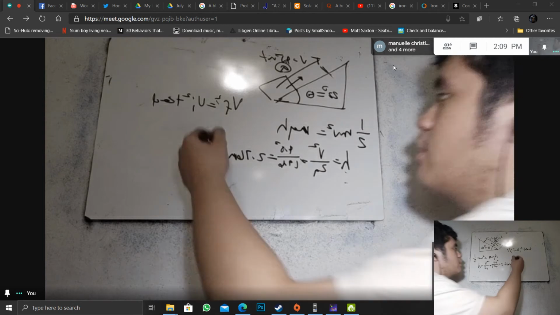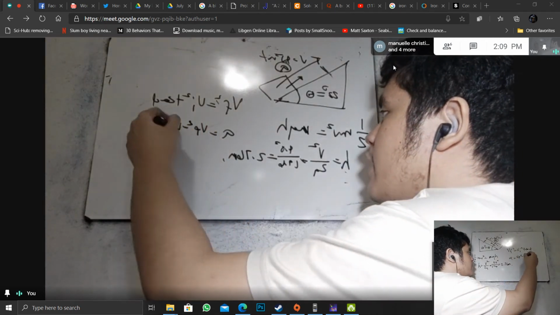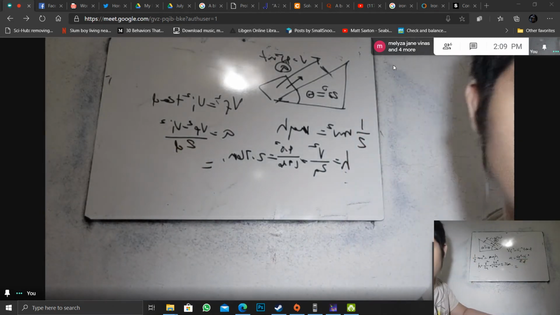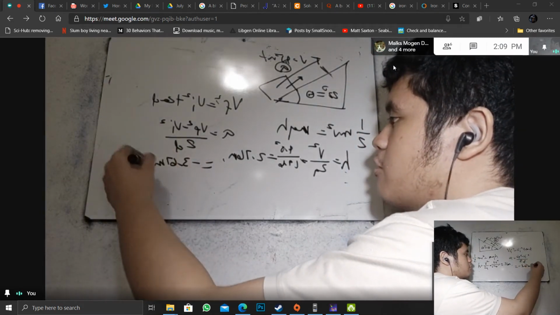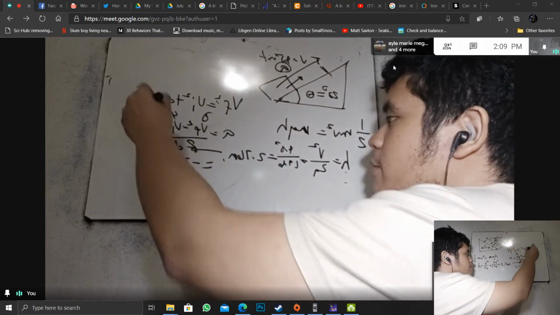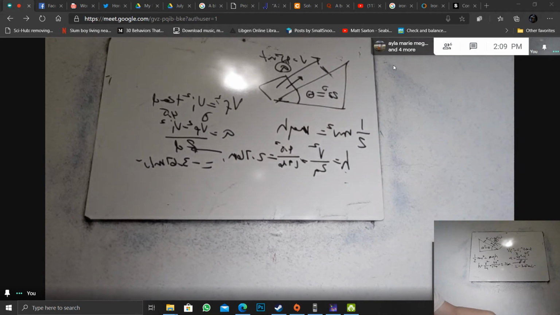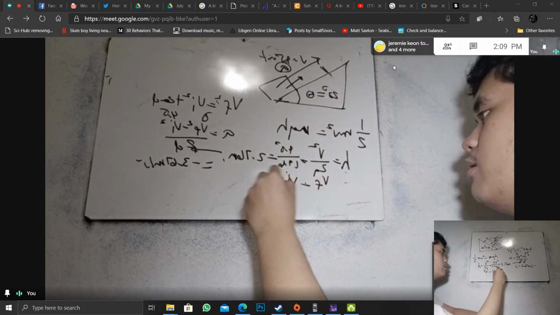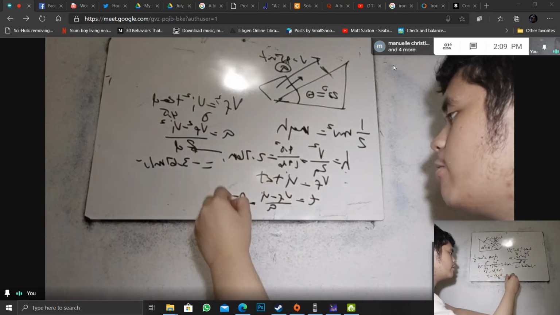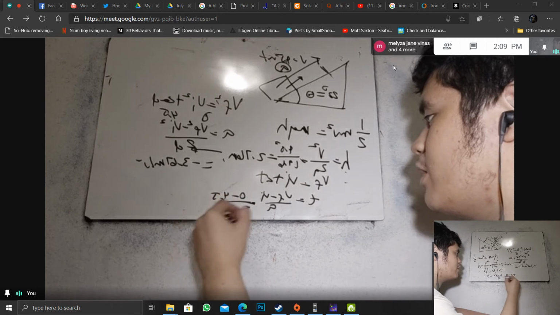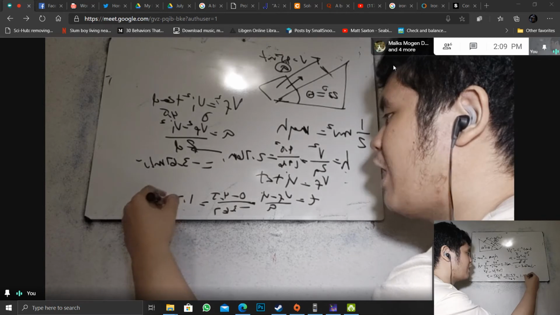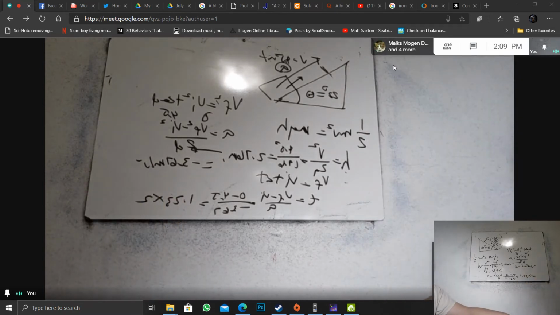A equals Vf squared minus Vi squared over 2D equals to negative 3.67 meters per second squared. Yung D natin dyan, yung Vf natin 0, yung Vi natin 4.5, no? Next, Vf equals Vi plus AT to get the time. T equals Vf minus Vi over A. 0 minus 4.5 over negative 3.67. So we will get 1.23 seconds times 2. 2.46 seconds. No? 2.46 seconds yung time.